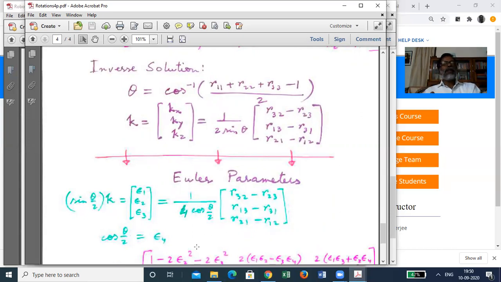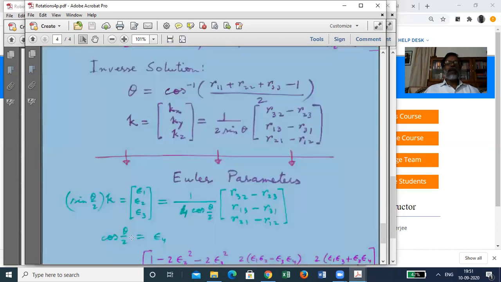Now this is a relationship between Euler parameters and k and theta. So k and theta also had 4 parameters, kx, ky, kz and theta, and there was a relationship among these three, kx square plus ky square plus kz square. Now you have 4 parameters, epsilon 1, epsilon 2, epsilon 3, epsilon 4, same 4, okay, a little different and organized from these in this manner, and the relationship is straightforward.